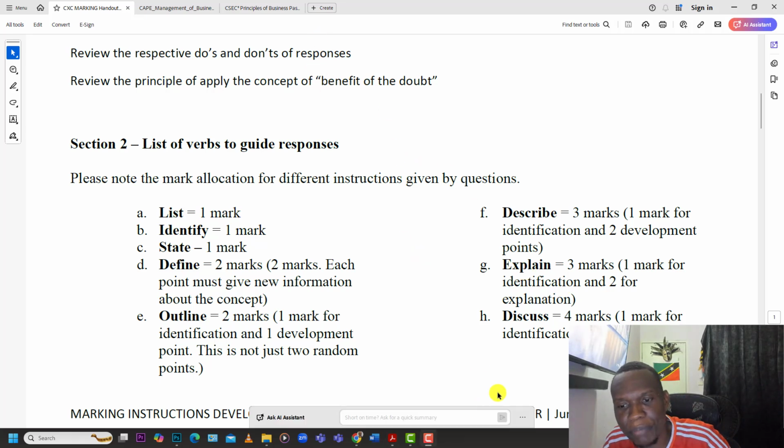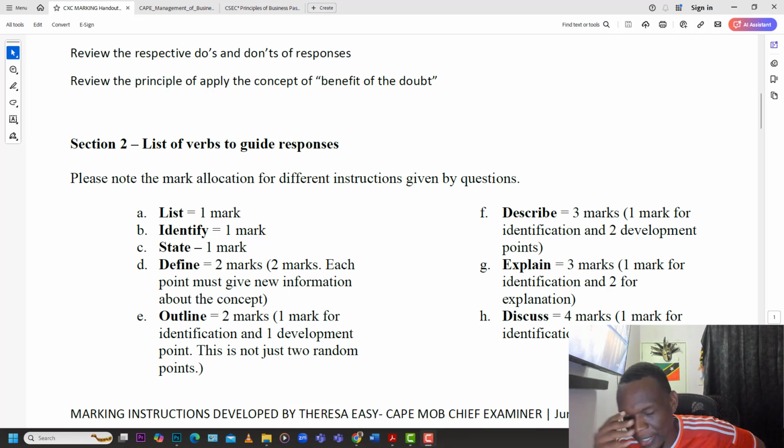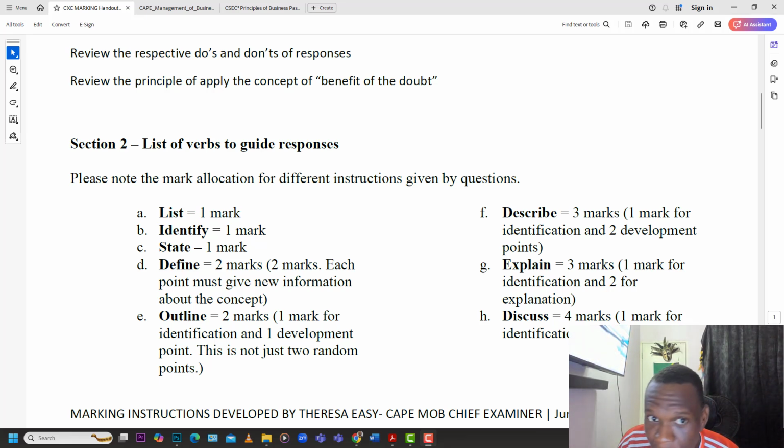And then we have one of the big dogs, one of the ones that always mixes up students. Discuss. 4 marks for discuss: 1 mark for identification and 3 for the discussion. So you have to break it down. You have to identify whatever they're asking to be discussed, and then break it down, giving both angles. Remember, in your discussion, sometimes you have to give pros, cons, and give 1 example. So you have to really engage in the discussion about that particular topic.